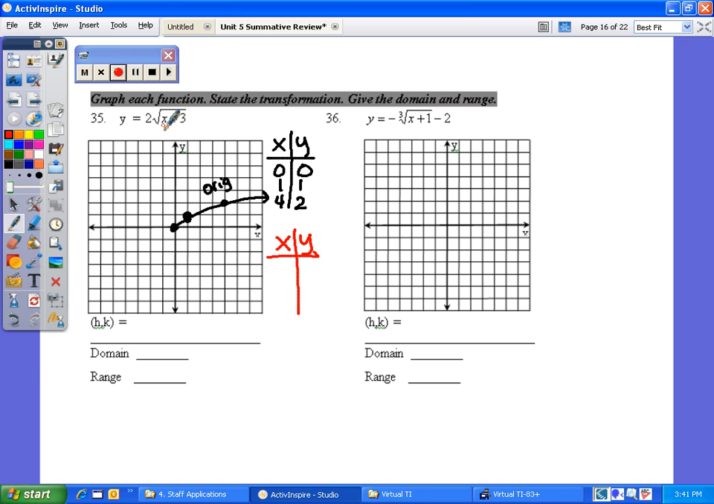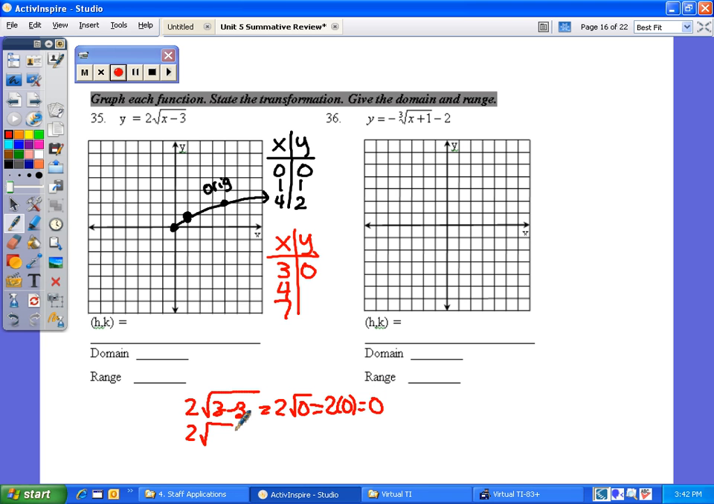I want to pick numbers to plug in here that would give me 0, 1, 4. So if I plug in 3, that'll give me 0. If I plug in 4, that'll give me 1. And if I plug in 7, that'll give me 4. Okay? So when I work it out, it's 2 times the square root of 3 minus 3. Wait, let me work it out in the bottom because I don't have room here. So 2 times the square root of 3 minus 3, that's equal to 2 times the square root of 0, which is 2 times 0, which is 0.